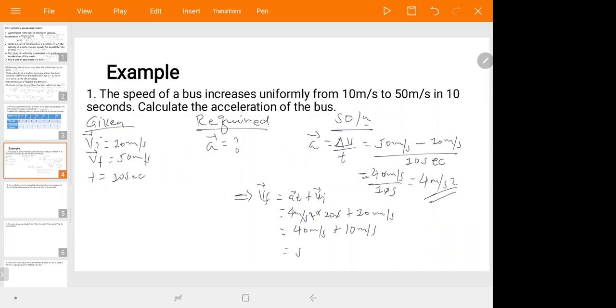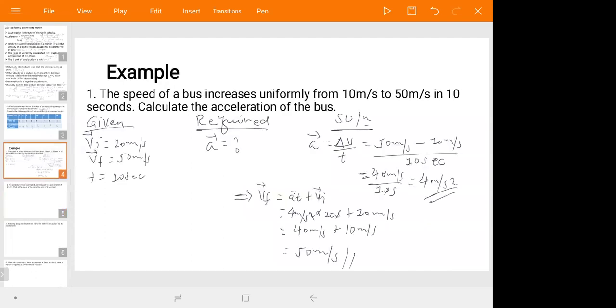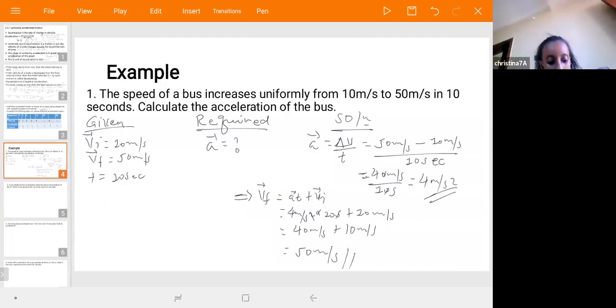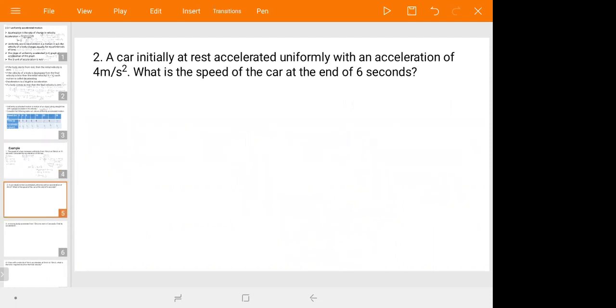50 meters per second. If you check, it is correct. Is question number 1 clear? Yes, it's clear. I think this one is clear. Let us proceed to question number 2.